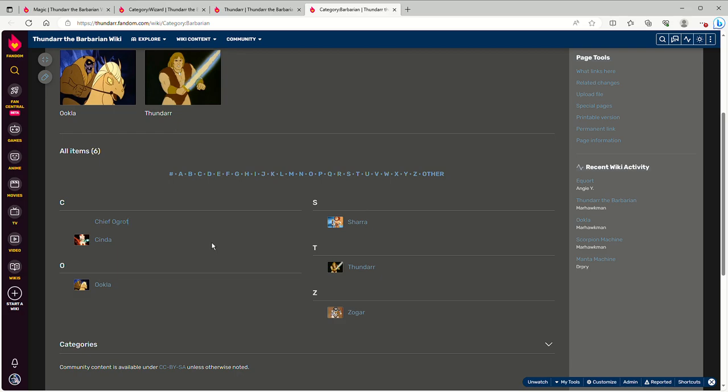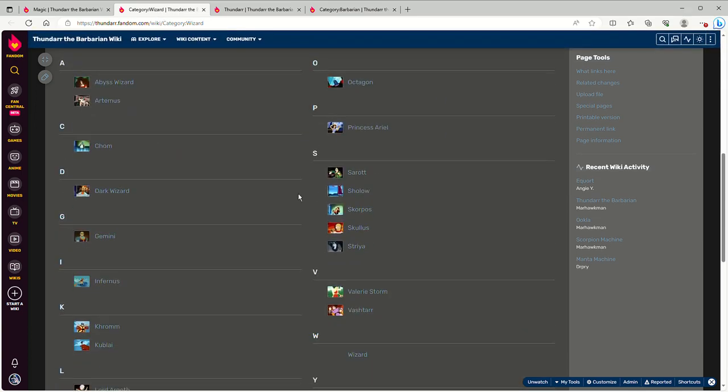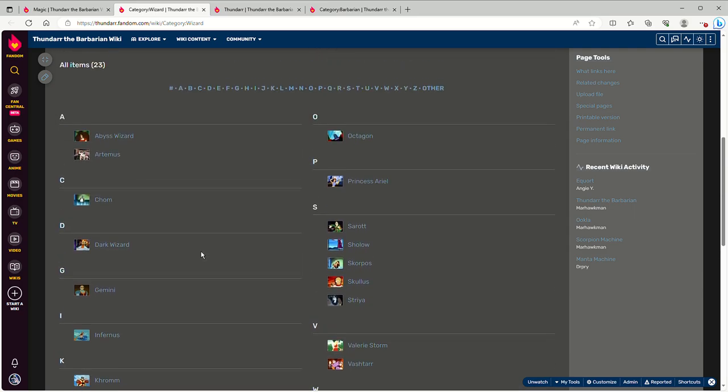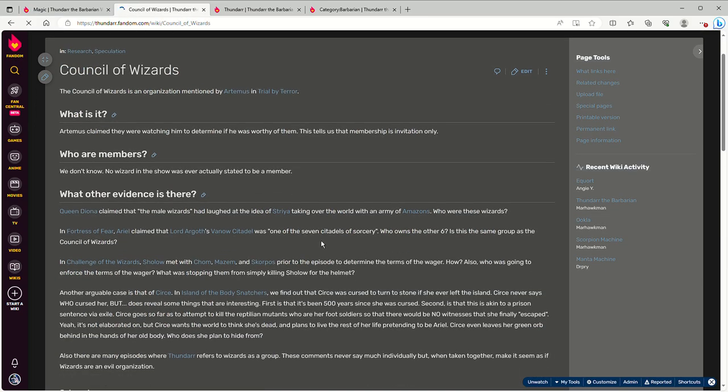Barbarians. In the episode with... I don't know. Category. Wizard. Not Merlick. I temporarily blanked on the name. Artemis. Here we are. The Council of Wizards. Again, this is one of those things where it's talked about in the show, but never fully defined. Because there are many wizards that are said to be more important than others.